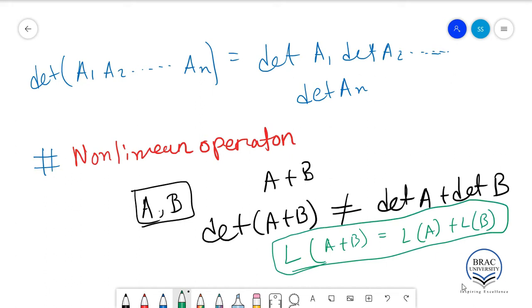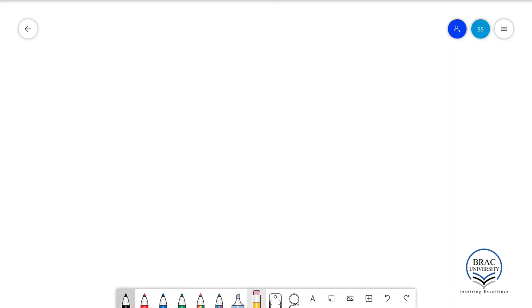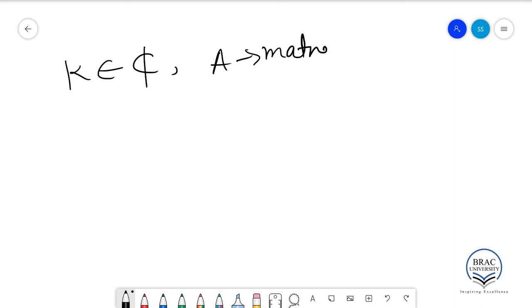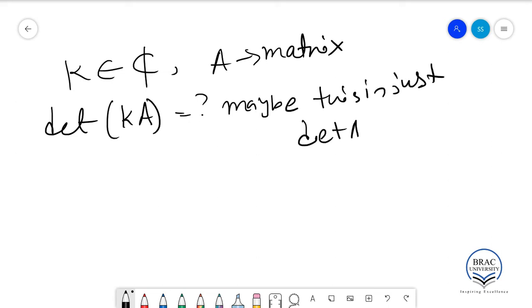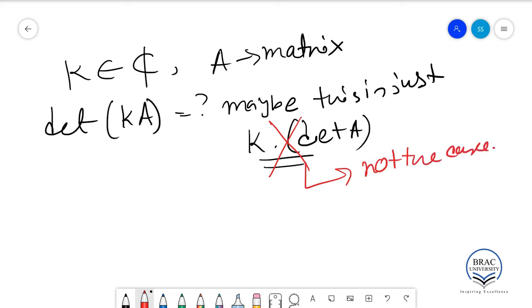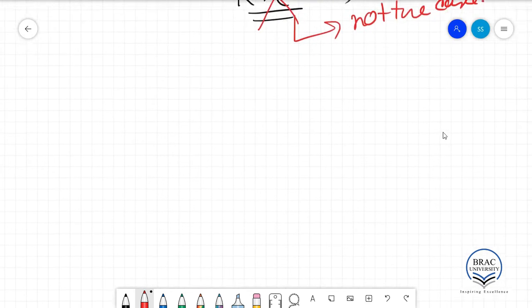but determinant doesn't satisfy this, so we call determinant a non-linear operator. So let's now take another case, and let's take a scalar K that belongs to the complex numbers and A is some matrix, and we want to evaluate what is the determinant of KA. So the first thing that might come to your mind is that maybe this is just determinant of A, which is a number, times K, right? This is the thing that might come to your mind, but as we will see, this is not the case. Why? Let's try to clarify ourselves using an example.